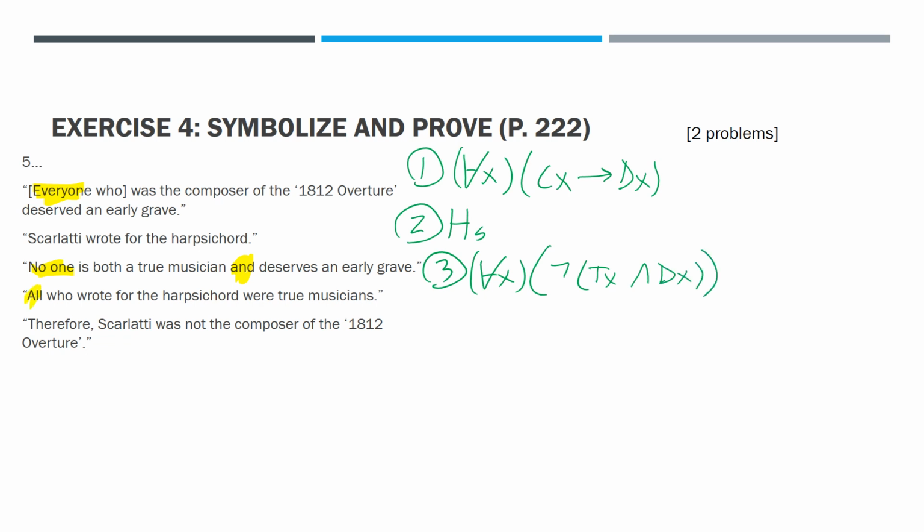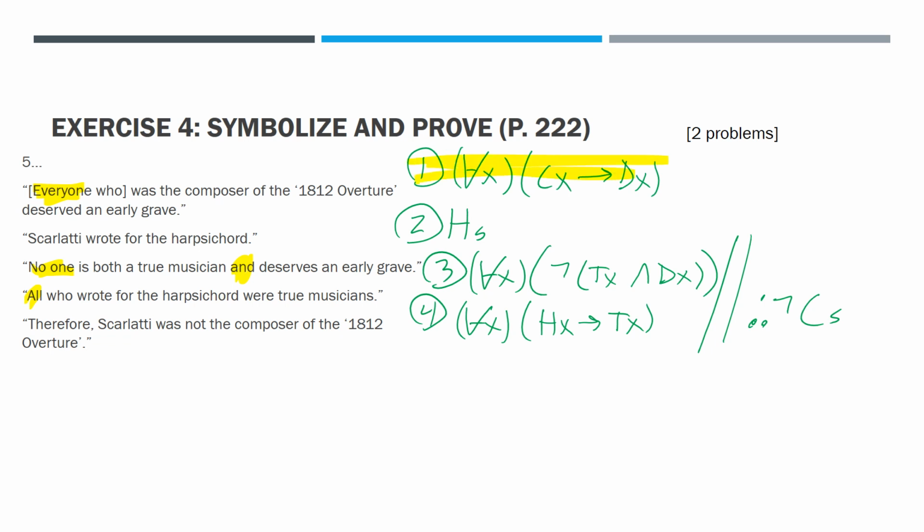4, all who wrote for the harpsichord were true musicians. Universal affirmative proposition. So for all x, if x is an H, then x is a T. Therefore, Scarlatti was not the composer of the 1812 overture. So we have conclusion. Therefore, it's not the case that C, S. We're going to have to do some universal instantiations.